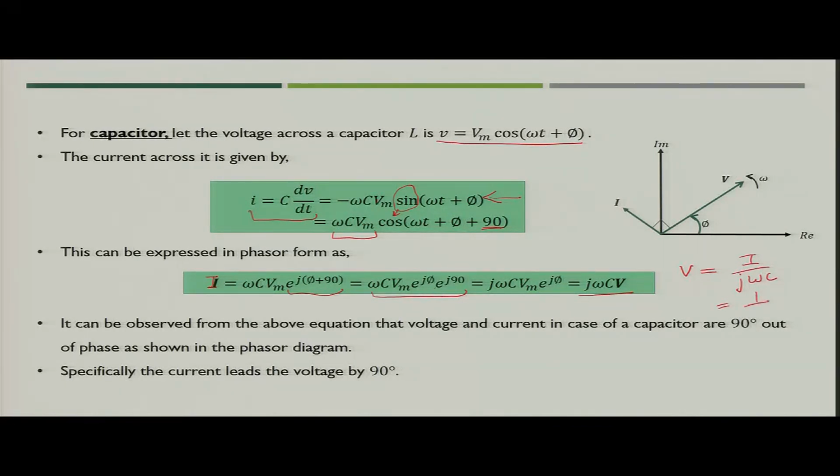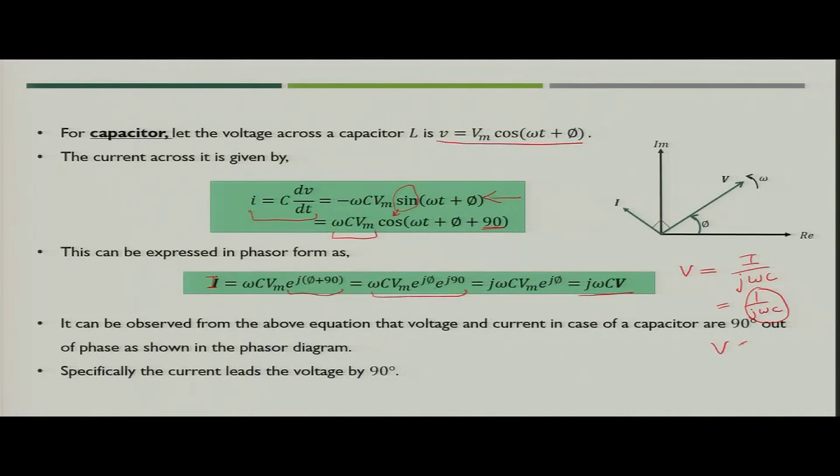The term 1 upon j omega C is again similar to what we saw in case of the inductor or in case of resistance. In case of resistance, the term was V is equal to R into I. So if you correlate, this will also have the property to resist the flow. What we will write is simply Xc, which is symbolized as capacitive reactance. You can see that both of the terms are similar to what we described in case of Ohm's law.